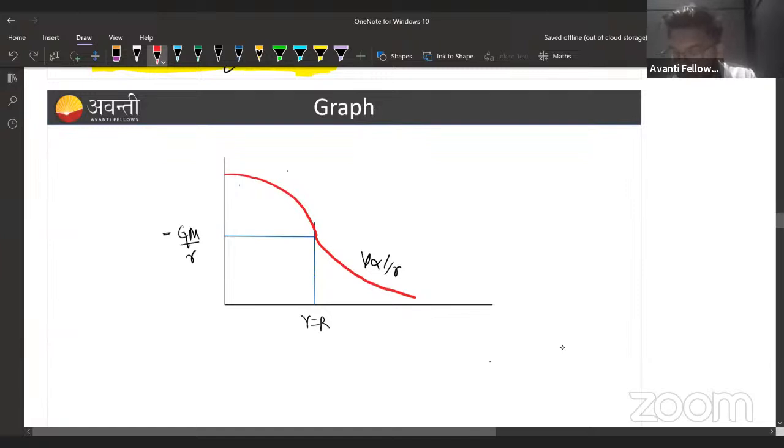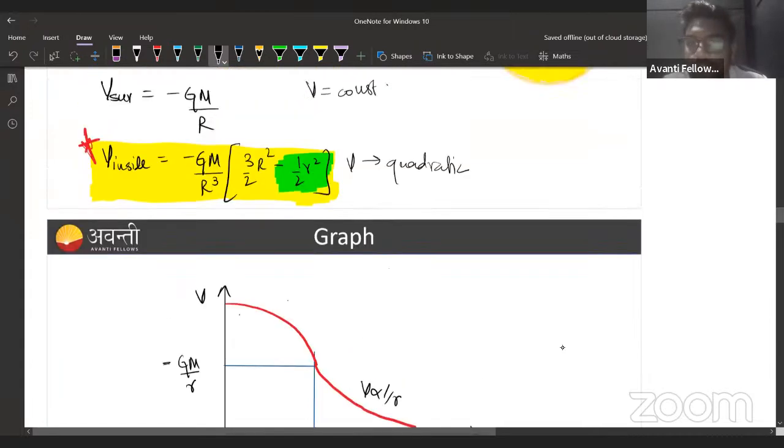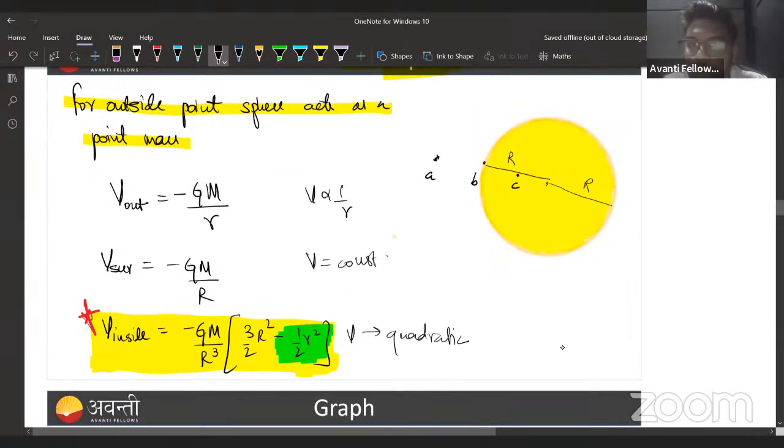Hopefully this is clear. Is this graph clear, guys? In this axis, we have plotted potential. In this axis, we have plotted R. So note this graph down. And one more thing, if someone makes a graph on the other side as well, that is wrong. There won't be any graph on this side. Why is that? Because what is R? The distance from point A to the center, or point B to the center, or point C to the center.